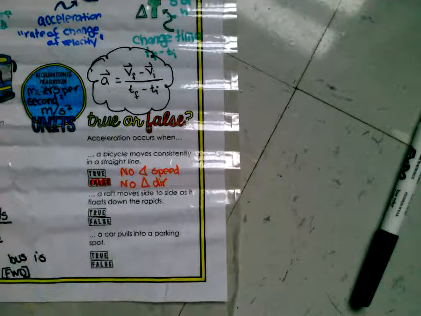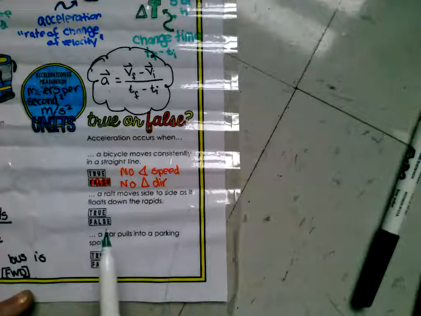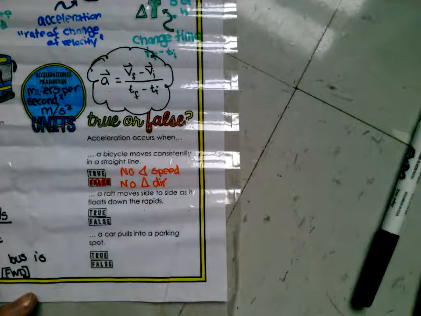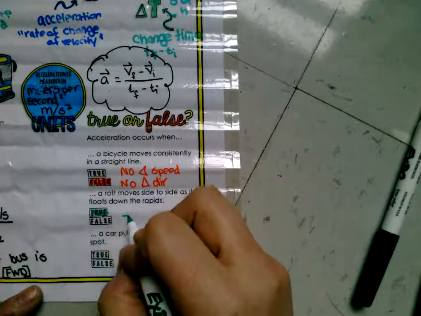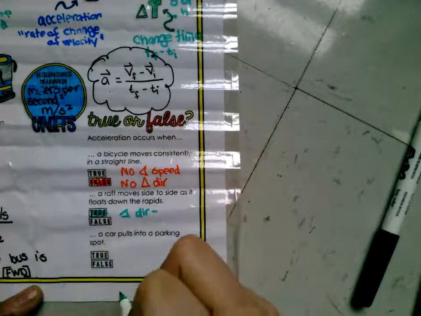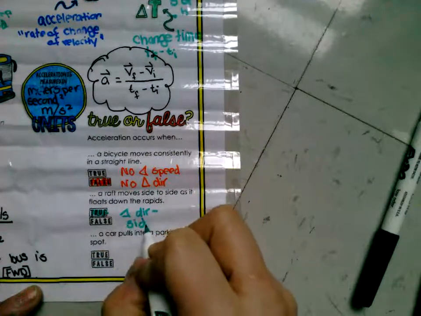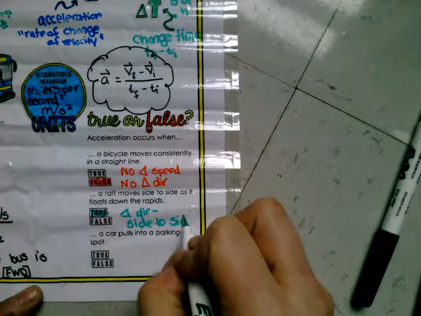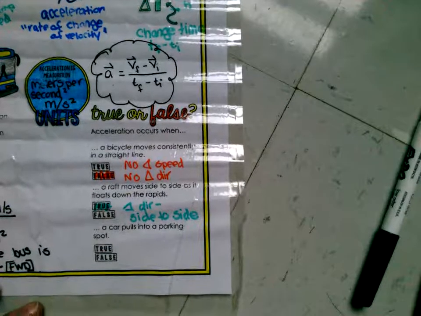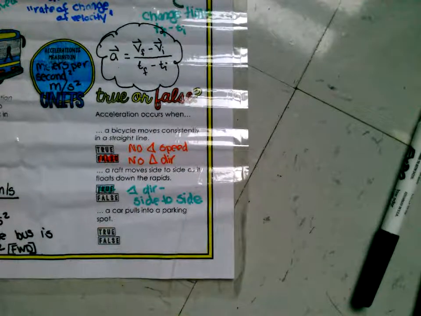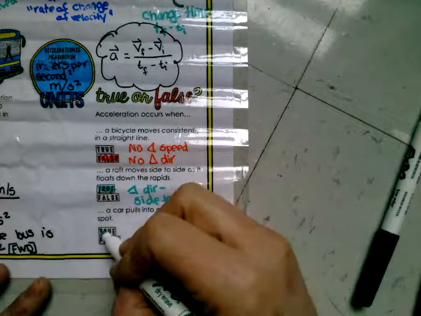All right, the second one says a raft moves side to side as it floats down the rapid. So I don't have a change in speed, but I do have a change in direction, so it's going to be true. I have a change in direction, and that change in direction is side to side. So that's what makes that true. All right, the last one says a car pulls into a parking spot. Is that acceleration? And it sure is, that's true.